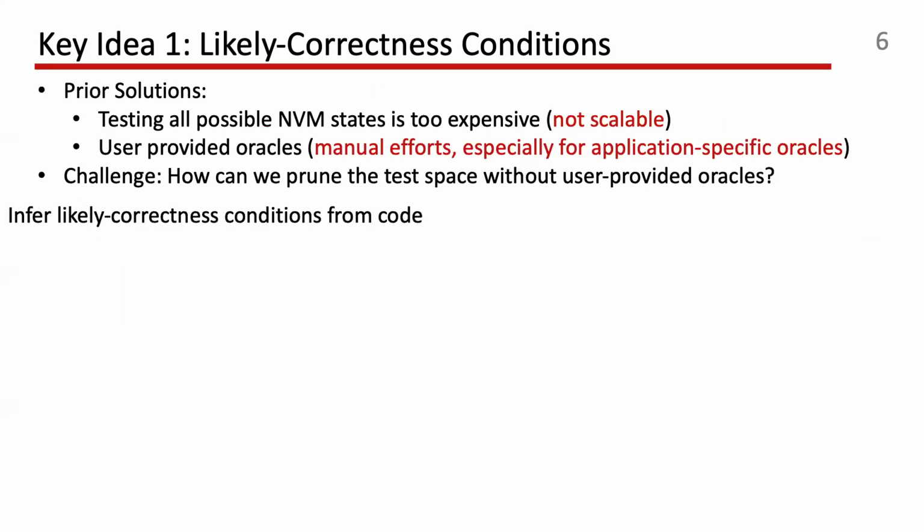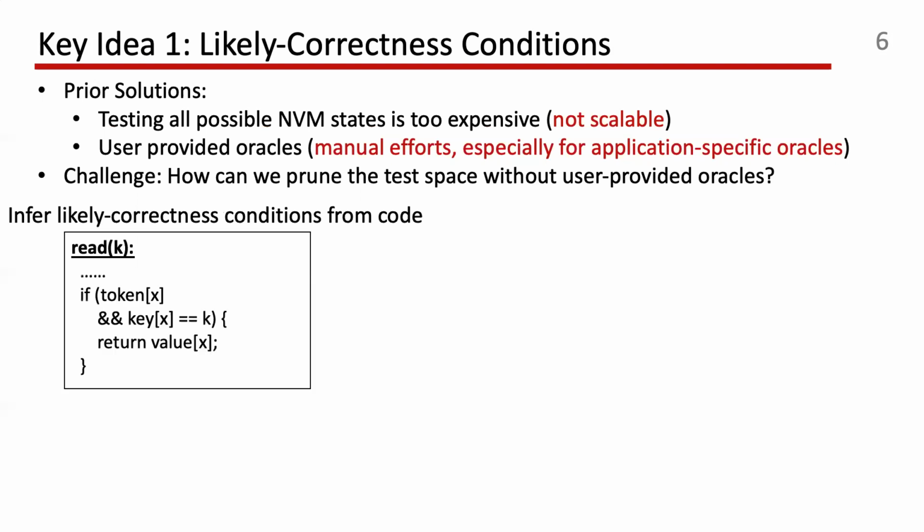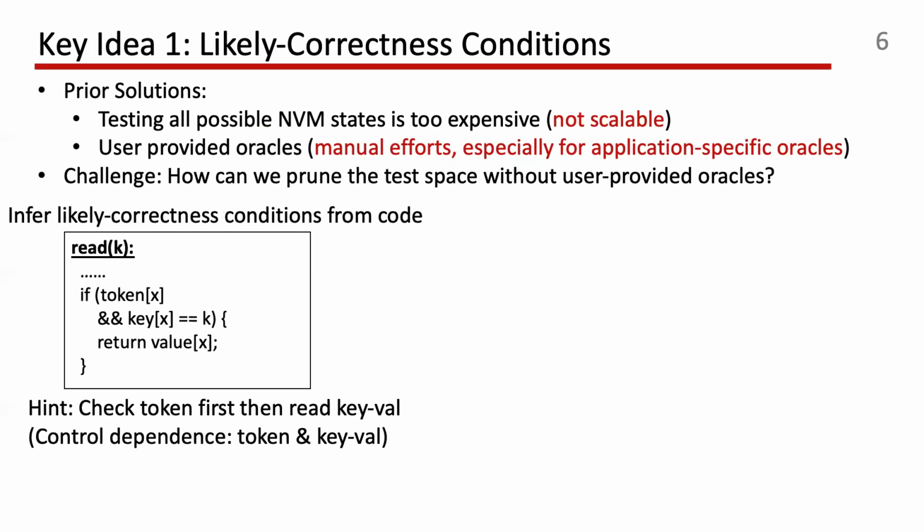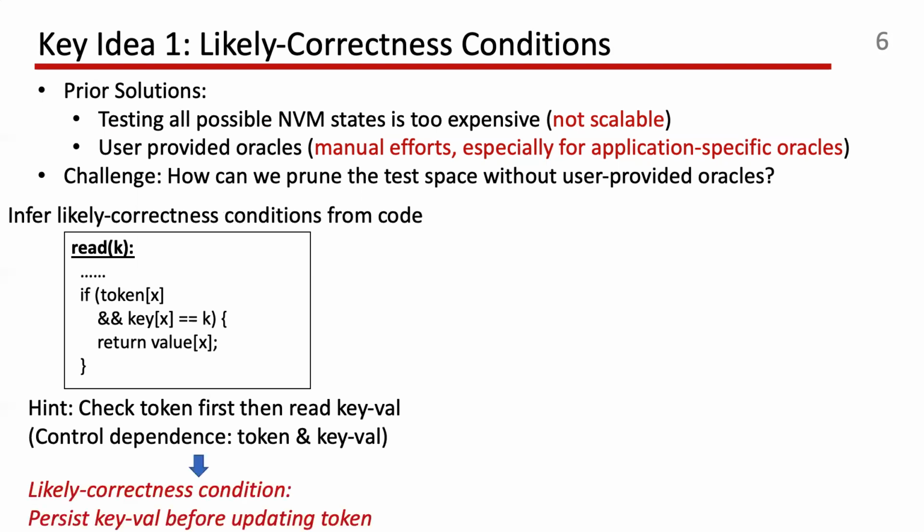To address this, we propose likely-correctness condition inference. Our key observation is that programmers often leave some hints on what they want to ensure in the source code. Take the read code example again. The hint is that it checks the token first and then the key and the value. More specifically, there is a control dependence between the token and the key value. This tells us that when the token is valid, then the key value pair must be persisted. So the correctness condition is that persisting the key value should happen before updating the token. Having this inferred likely-correctness condition, we will only test the crash states violating it.